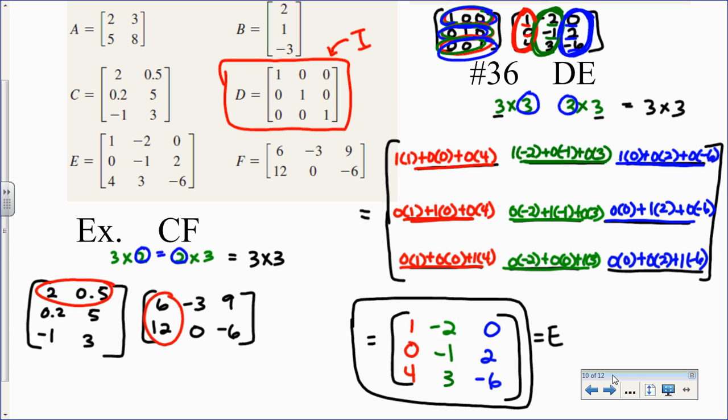That's where they overlap. This and this, they overlap. You want to get it.